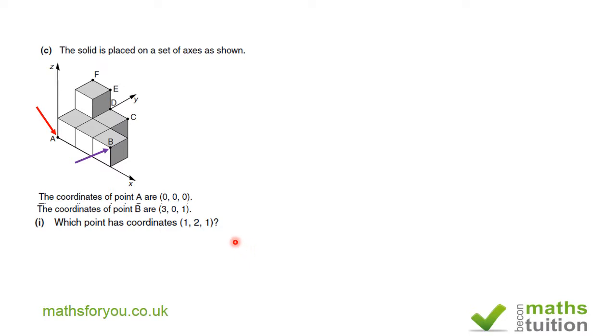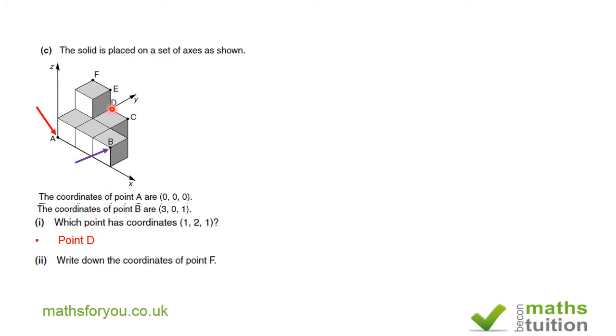And then it says which point has coordinates of 1, 2, 1. So 1 parallel to the x-axis, 2 units parallel to the y-axis, and 1 up. So it's going to be there. So the point 1, 2, 1 is the point D there. Okay.